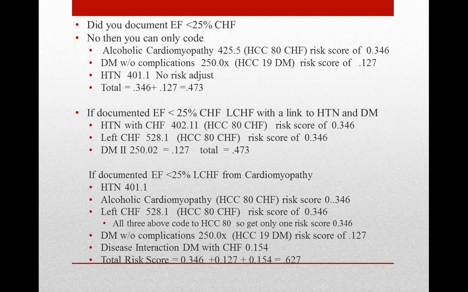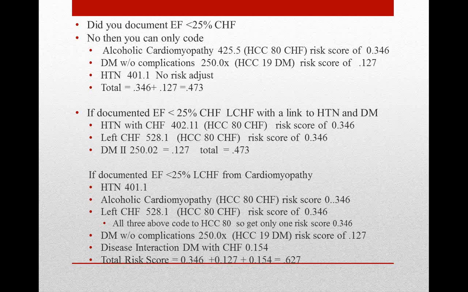You can also, if you can make a case for it, say the CHF is due to the hypertension, then you can use the 402.11 code. However, again, remember, if you have cardiomyopathy first and hypertension, it's going to be a little tougher to make that call. I think the third example highlights what we really need to look at here. The key thing to remember is alcoholic cardiomyopathy, left-sided heart failure, and 402.11 hypertensive heart disease are all going to code to HCC 80.